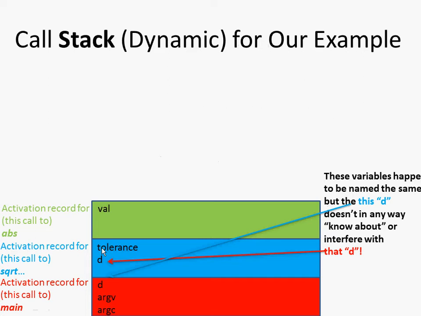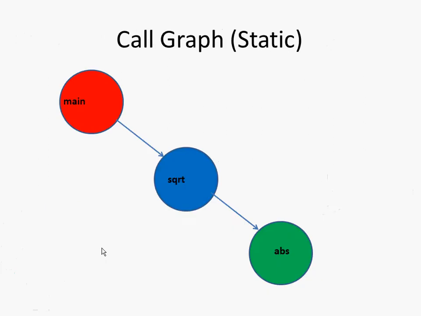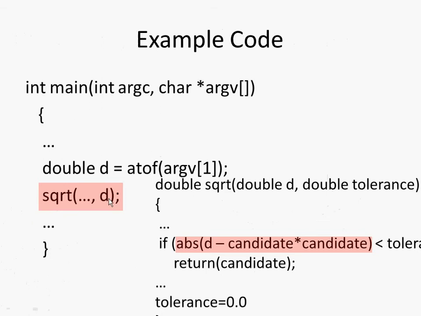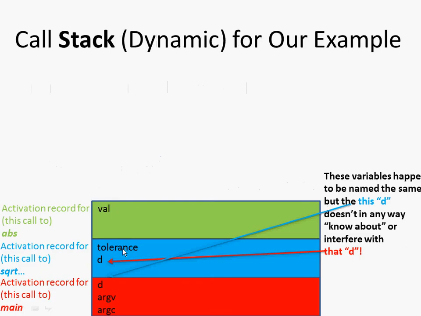There's no other change going on. It does not in any way modify this value down here, d, which was the source of tolerance. We said square root, and we passed it d. But all this d is saying is use the value of d right now as the second argument. It will take that value faithfully and put it here. From then on, any assignments to tolerance just change that value. It was a copy of the value of d. It's not putting the identity of d in there. It's not saying that tolerance is the same as d in main.